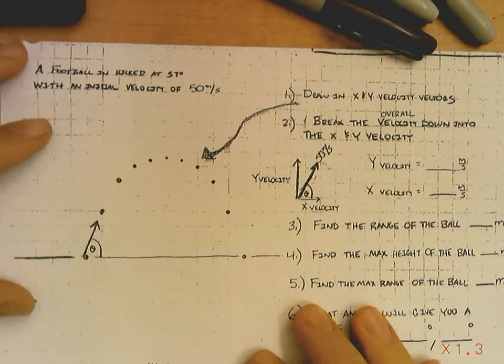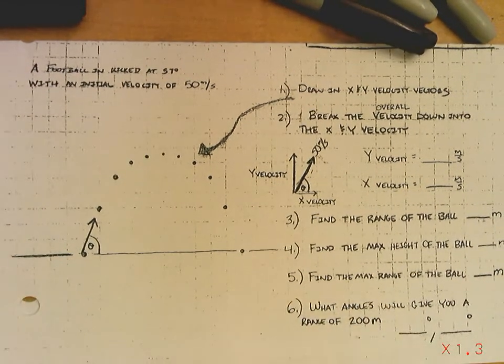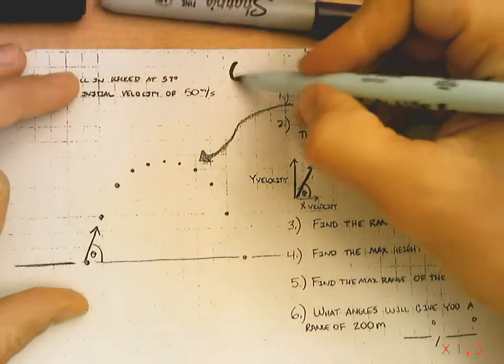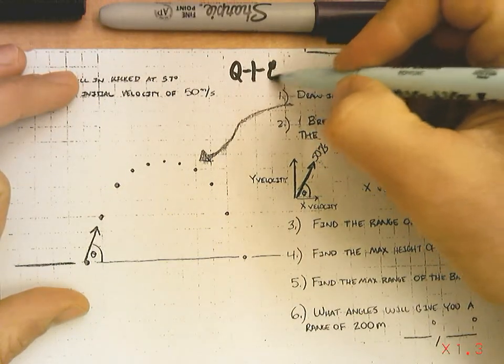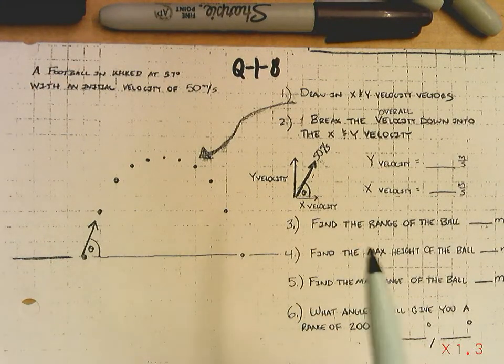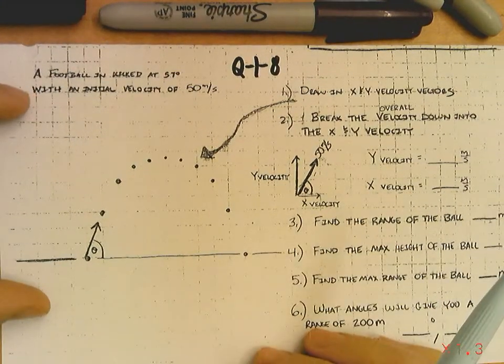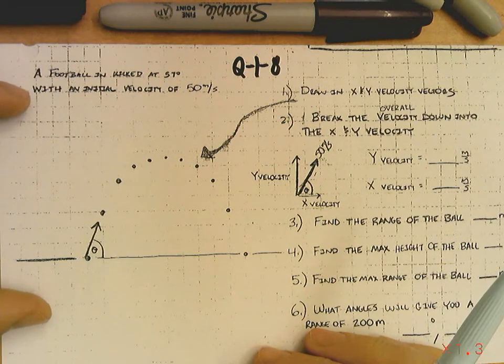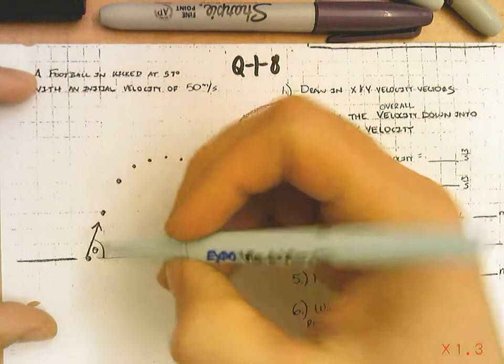Okay, here we go on part 2. Once again, this is Q18 review, and we're working down here on the full parabola problem now. This is a football is kicked at 57 degrees with an initial velocity of 50.